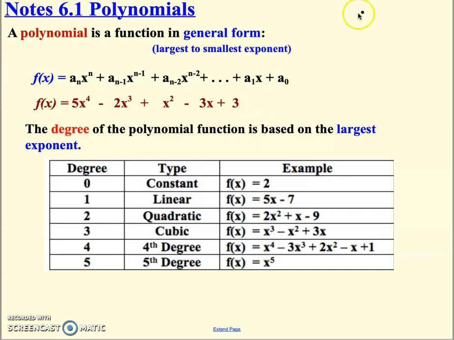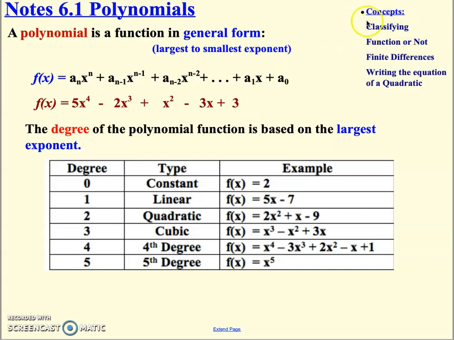Kind of a snapshot of the list of concepts today. So classifying to start, is it a function or not, and how we know that. The polynomial, is it a function? Finite differences, that'll be our tabling classification. And then writing a quadratic equation from that table of information.